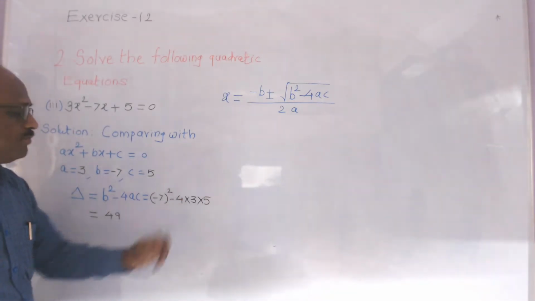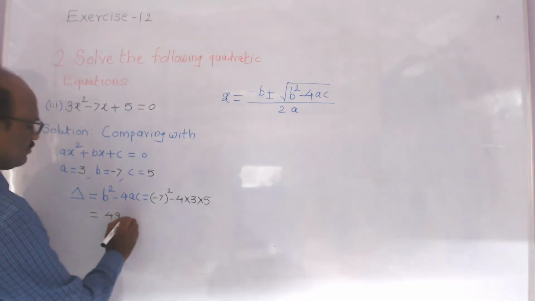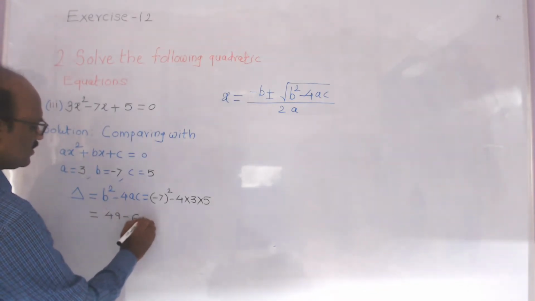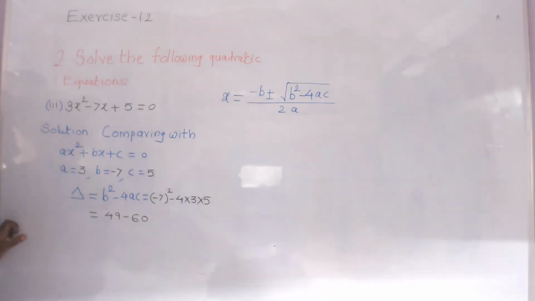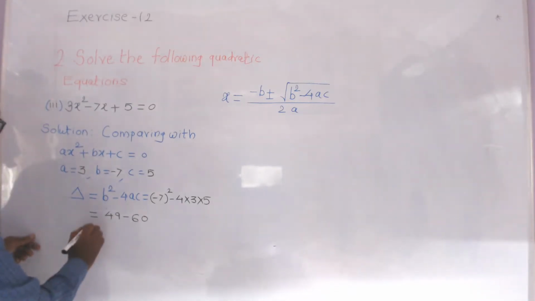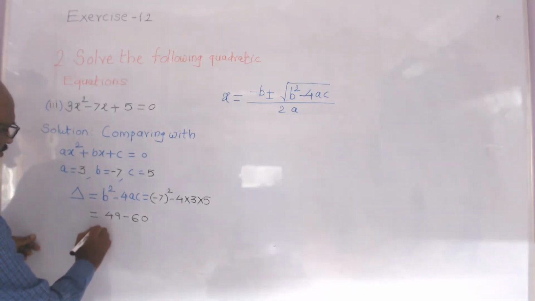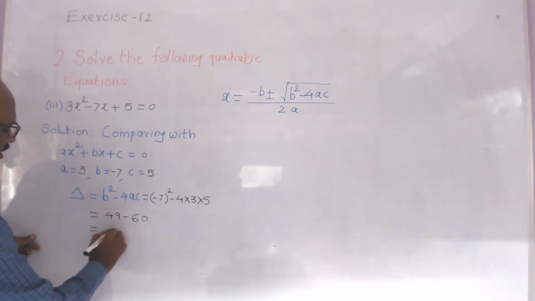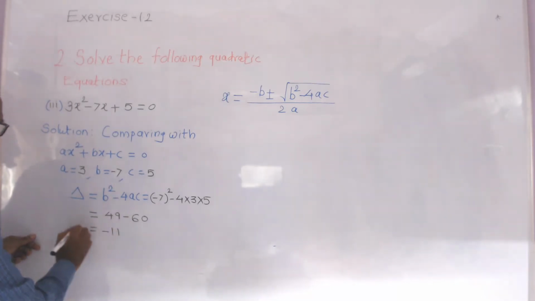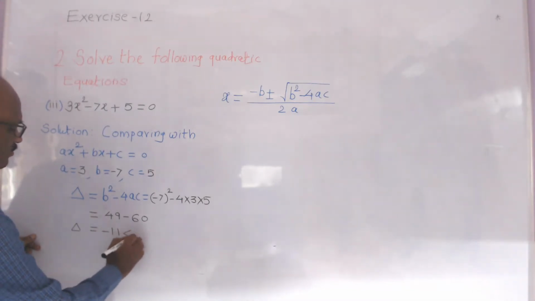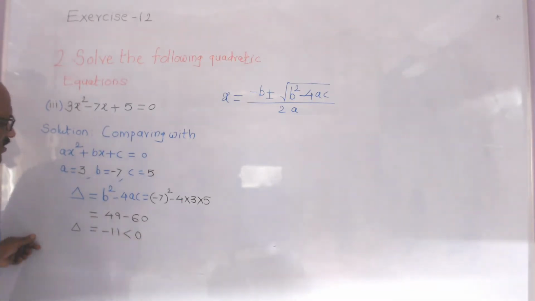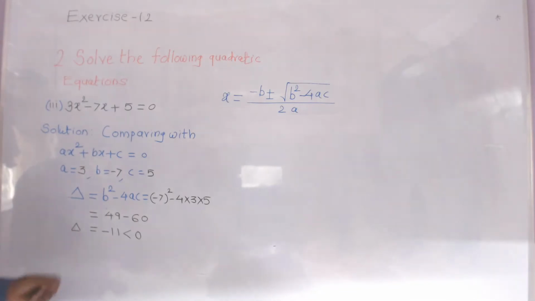12 into 5 minus 60. Okay, what about their subtraction? That is 49 minus 60, which equals minus 11. This is the value of the delta, and it is less than 0. Again the roots are complex.